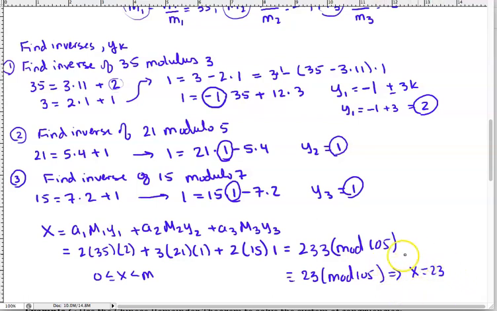Again, this is an answer. This is the smallest positive value that fulfills all those congruences. But we can add and subtract any multiple of 105, and those will also be answers. So this is the formal process, the Chinese remainder theorem, and we find the same number as we did by guessing and checking.